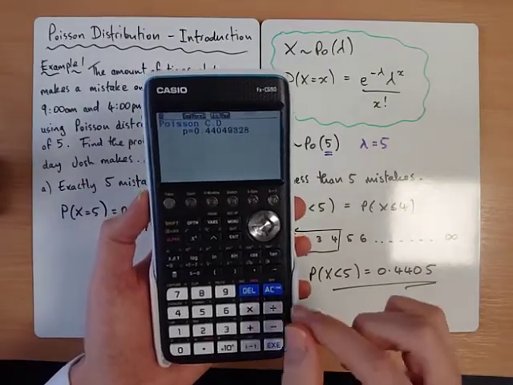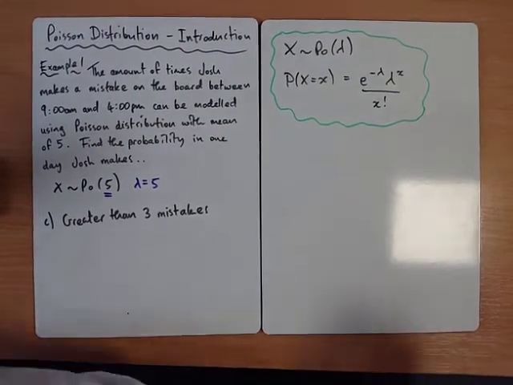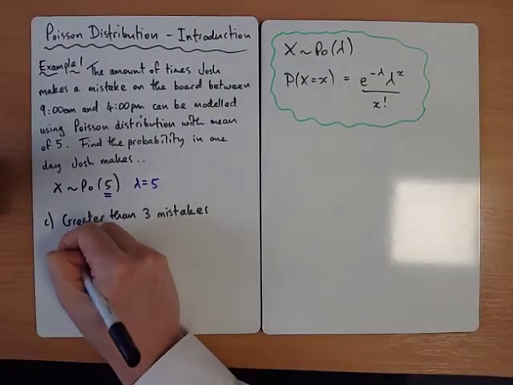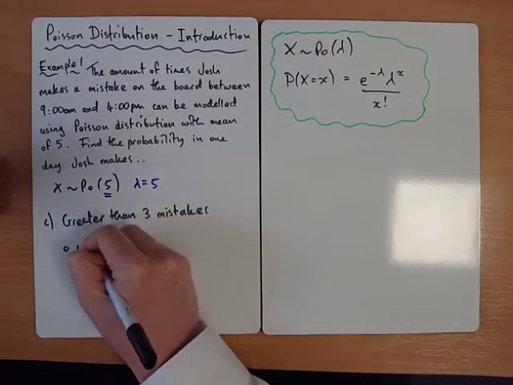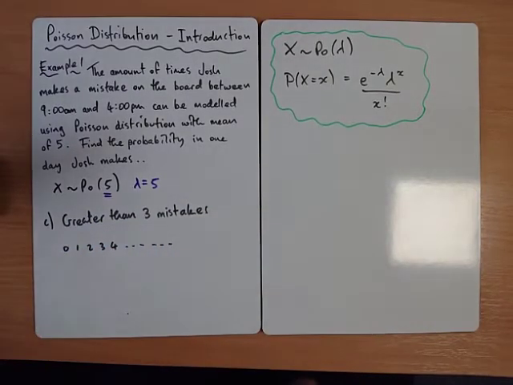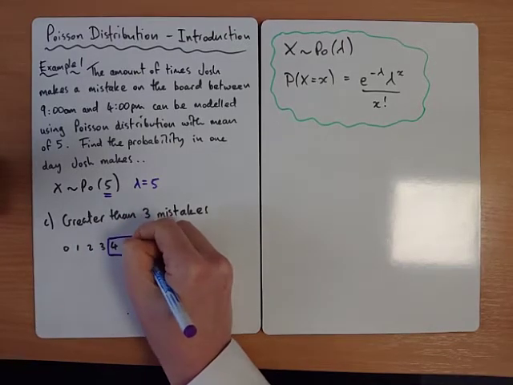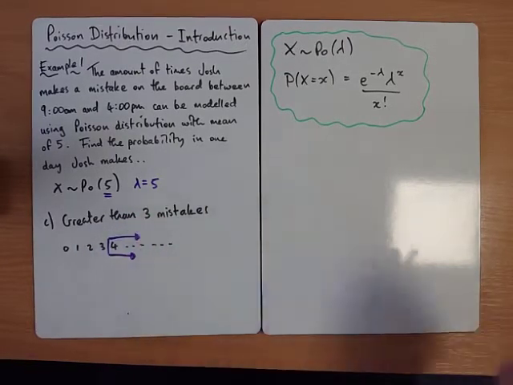0.44049. Okay, the next one says greater than 3 mistakes. So think about the number line. What ones are more than 3, like greater than 3? Clearly we're looking for 4 or above, aren't we?